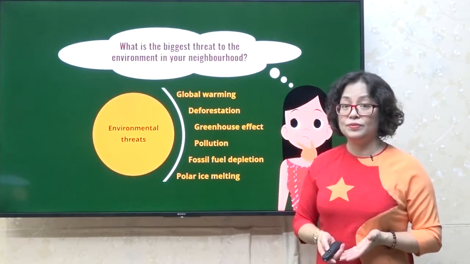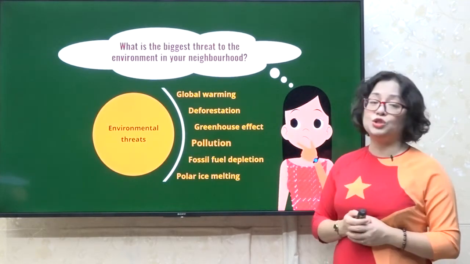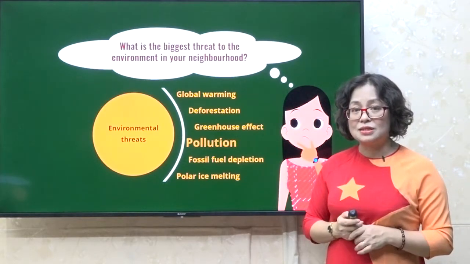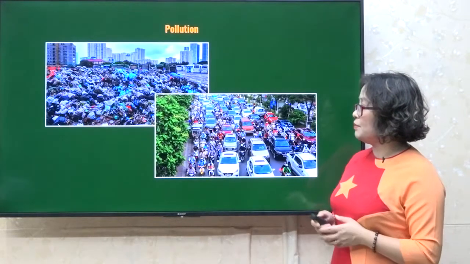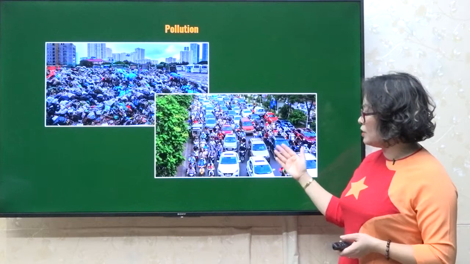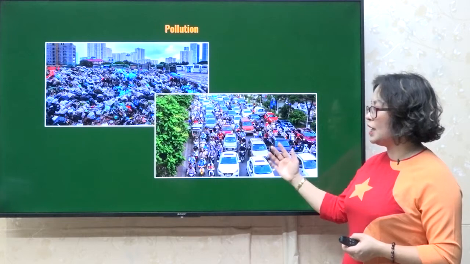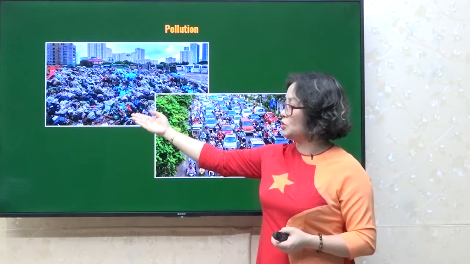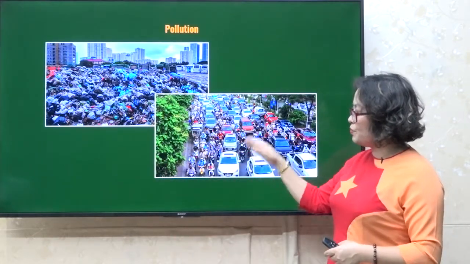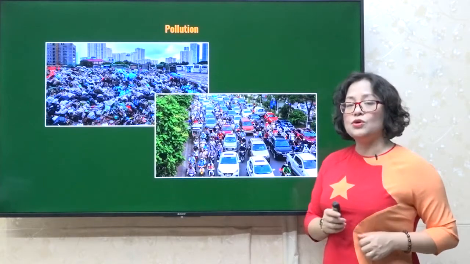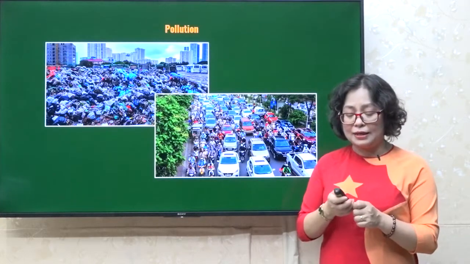And then your duty in this activity is that what is the biggest threat to the environment in your neighborhood? I would like to work as a sample for you. I choose pollution. Is the biggest threat to the environment in my neighborhood. For example, here is the picture about the air pollution in the big city. You can see the smoke coming from all the vehicles. And here, another picture refers to the rubbish throwing everywhere. So 2 pictures belong to pollution. So that's why I say that pollution is the biggest threat in my neighborhood.